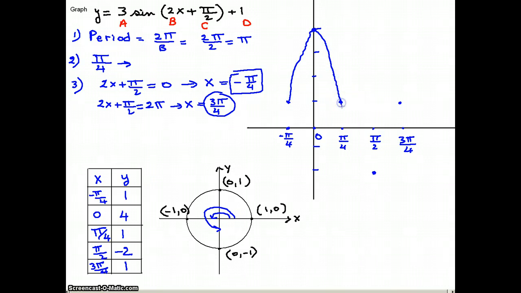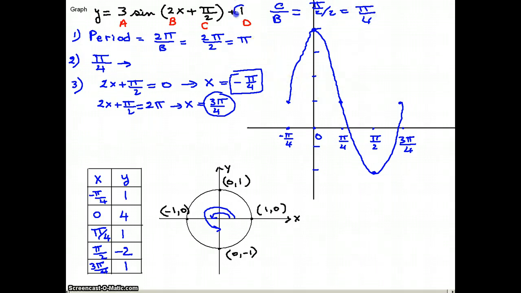This would be the curve of y equals. And then, of course, you can keep going with this graph, and this would be the graph of 3 sine 2x plus pi over 2 plus 1. Notice the curve has shifted to the left, negative pi over 4, which is c over b. C over b in this case is pi over 2 divided by 2, which is pi over 4. The curve has shifted to the left pi over 4 units.